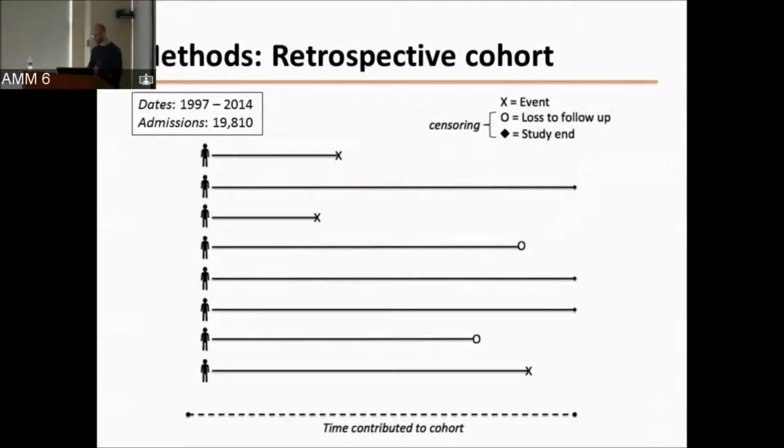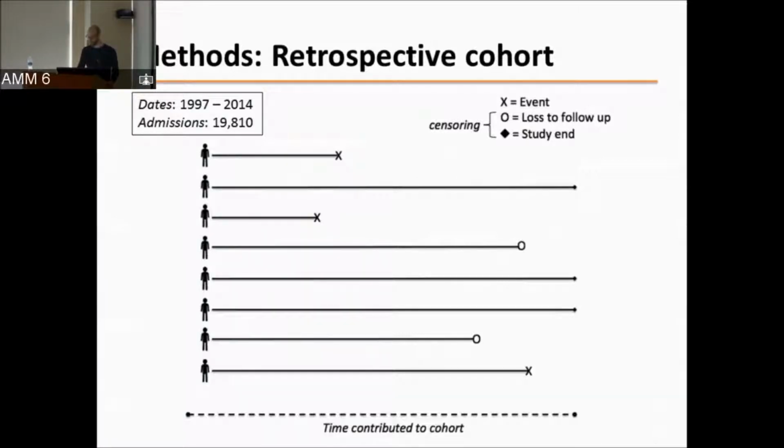And if you go through each, let me see if the mouse works. Can you see that? Okay, so if you go through each individual baby, they will have one of two outcomes for the purpose of this study. They will either have a diagnosis of late onset sepsis, or they will go through the study period and have what's known as right censoring. And I know on this slide I have loss to follow-up. I took this slide from something else.